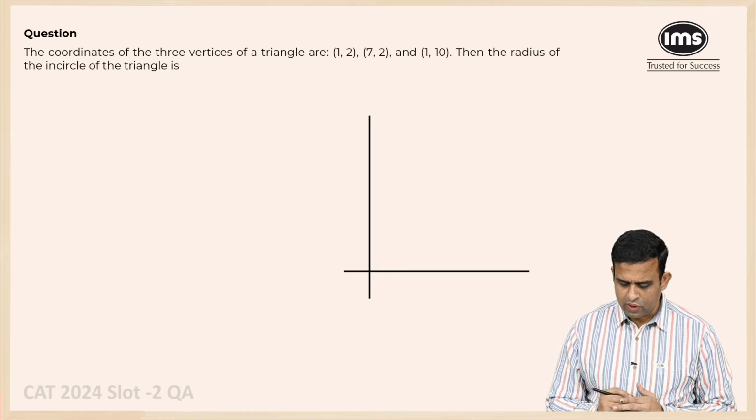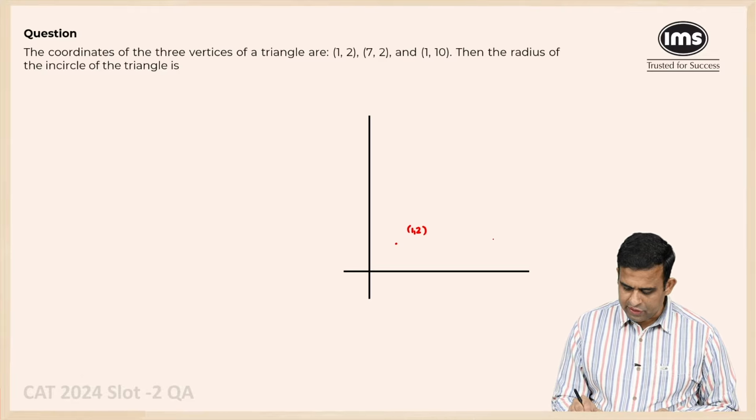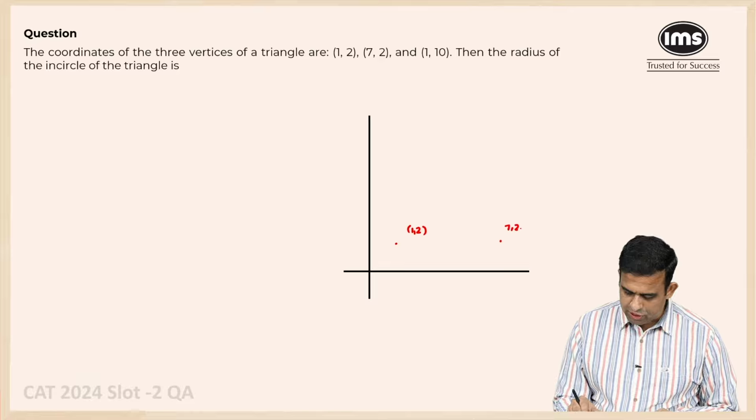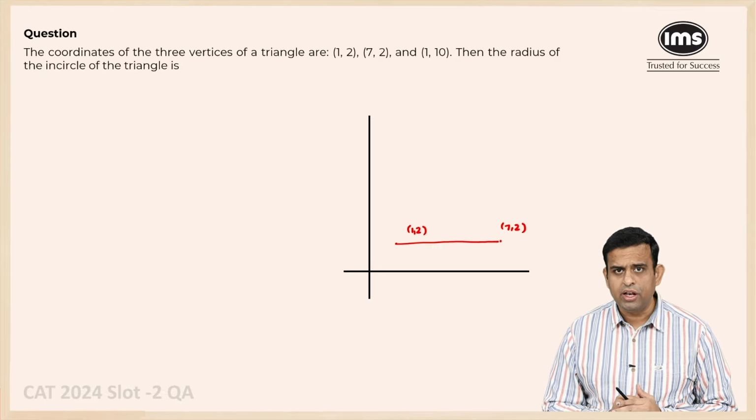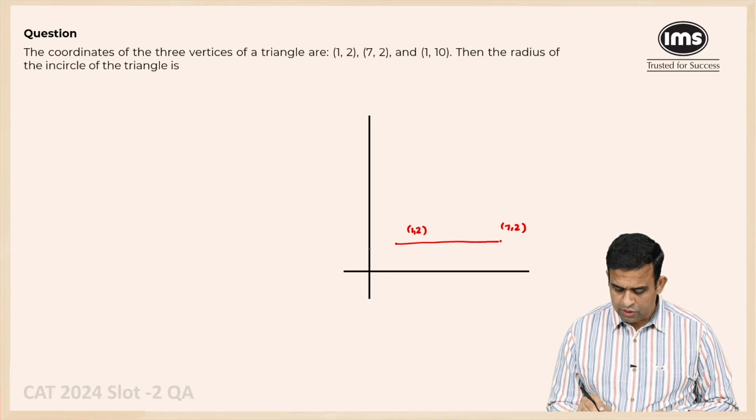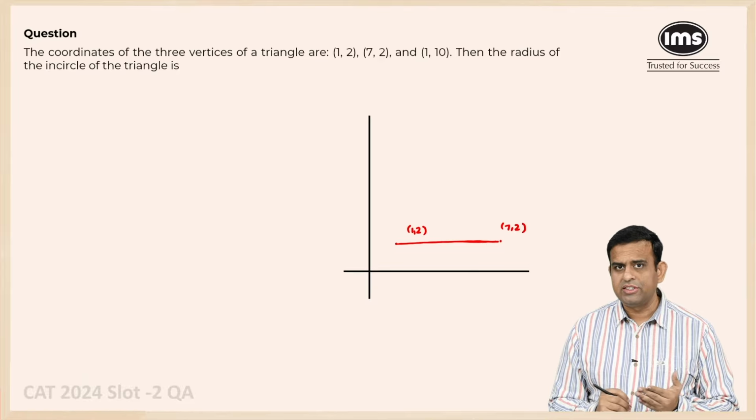Suppose I look at (1, 2), so (1, 2) is going to be somewhere over here. Then (7, 2) would be somewhere over here. So it's very clear that if I join these two points, they have the same y coordinate. So it's y equals 2 over here. And this line is parallel to the x-axis.